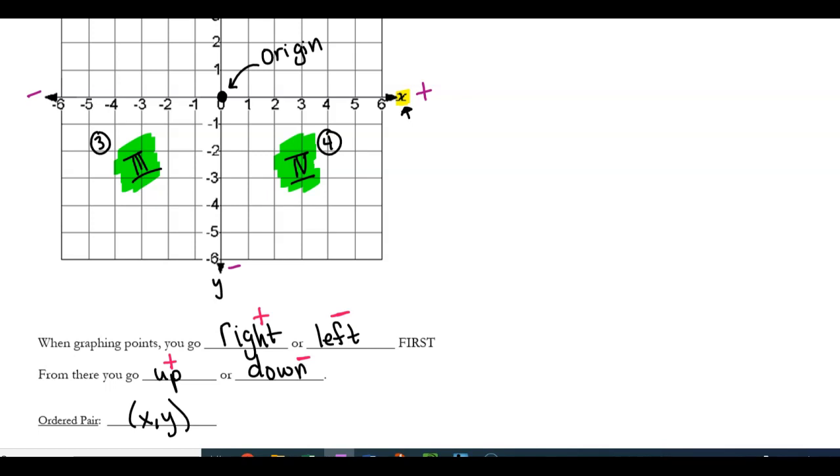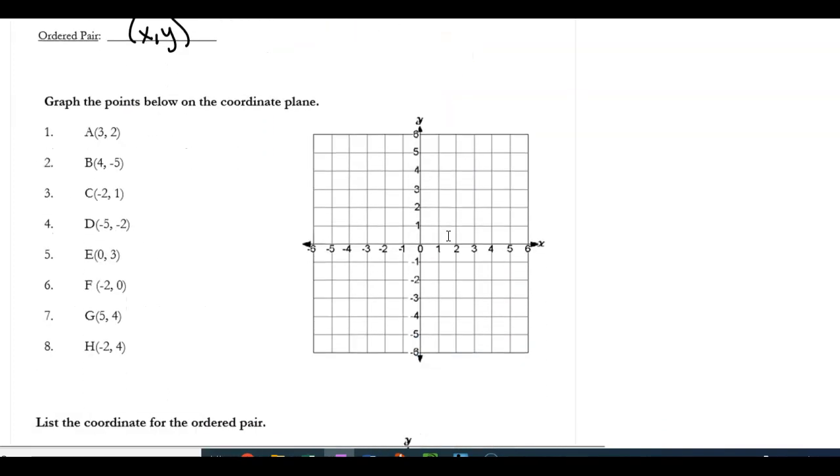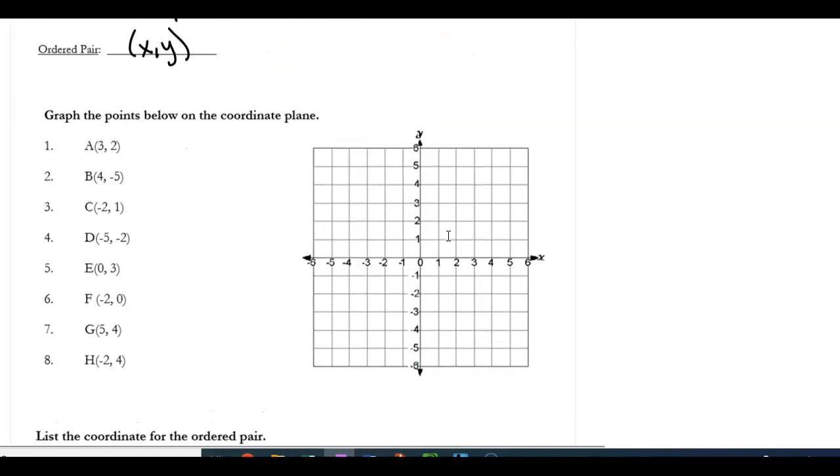Okay. All right, so now what we're going to do is we're going to do some problems. So we need to graph these, and I'm going to graph 2 or 3 of them, and then I'm going to let you guys pause the video and you guys will find the others. Okay, so for this one, it's a 3, then a 2. So that means I'm going to go 3 to the right, and then it's a positive 2. I'm going to go up 2.